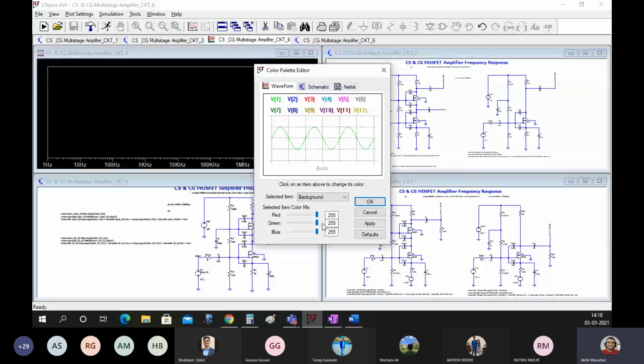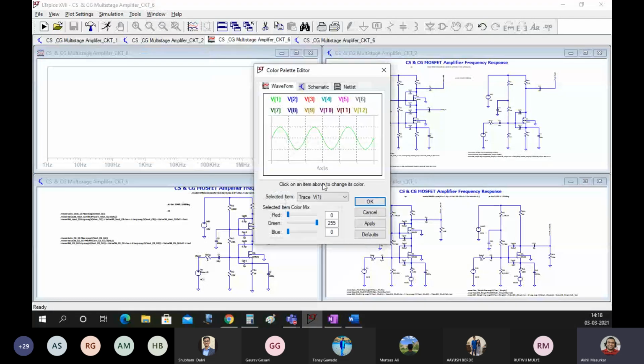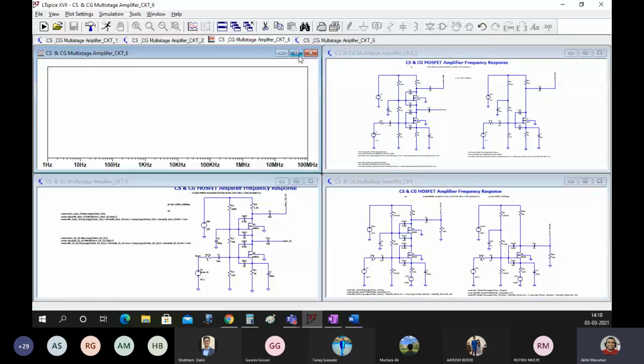Just make the background white, and we also want all this, the naming axis, as black. Then let's have a grid.